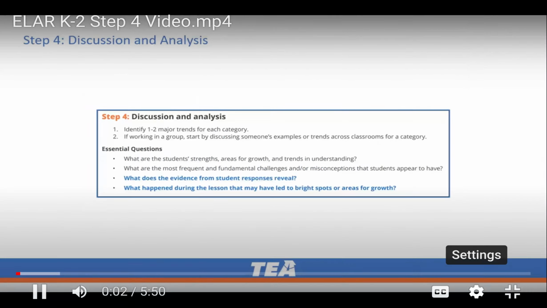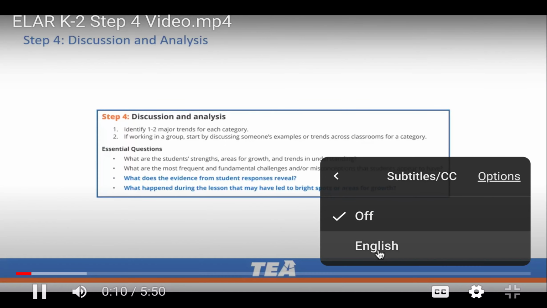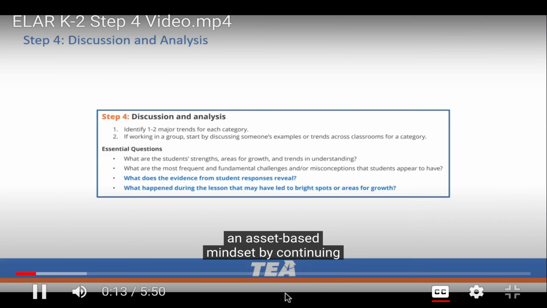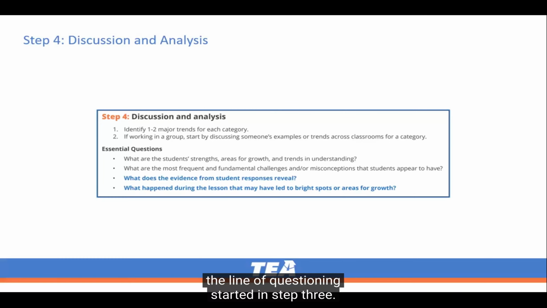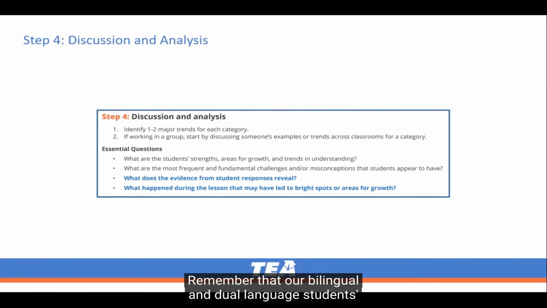Step 4, discussion and analysis, is a direct branch off of the work done in Step 3. In this video, you will see how I maintain an asset-based mindset by continuing the line of questioning started in Step 3. What can students do? What can students not yet do? Remember that our bilingual and dual language students' work needs to be analyzed through a holistic approach, considering their strengths in both languages. What can students do in one language to help support what they can't do yet in the partner language?